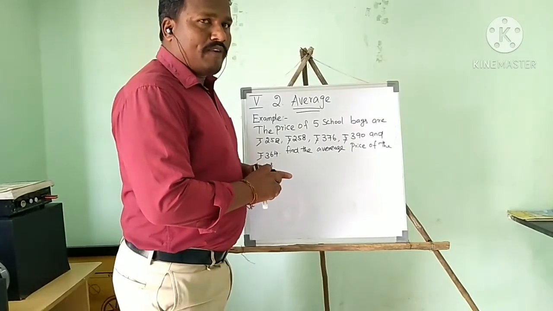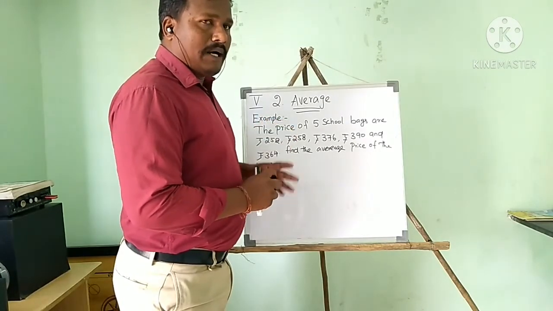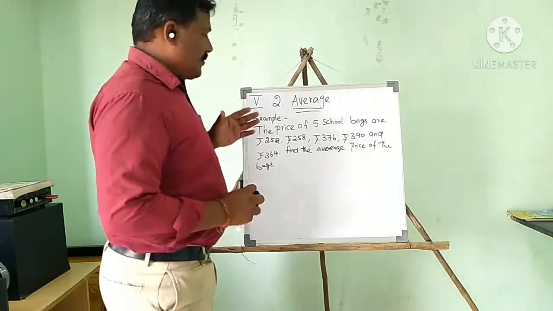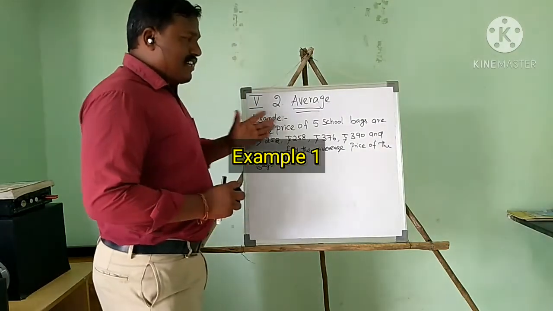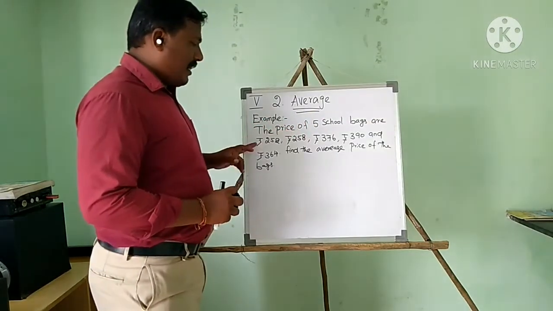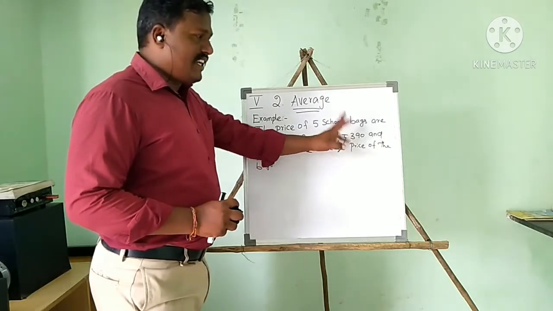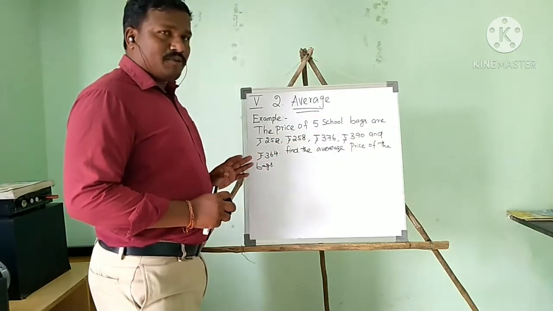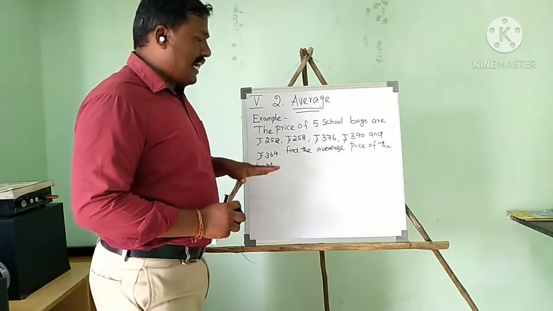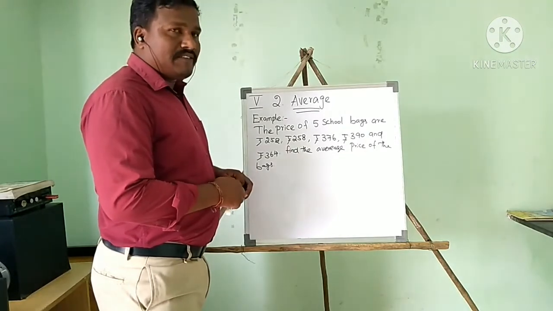Okay, how to find the average? Use this example. I will tell you how to find out the average of given values. The problem is the price of 5 school bags. The prices of the 5 school bags are 252, 258, 376, 390 and 364. Find out the average price of the bag.